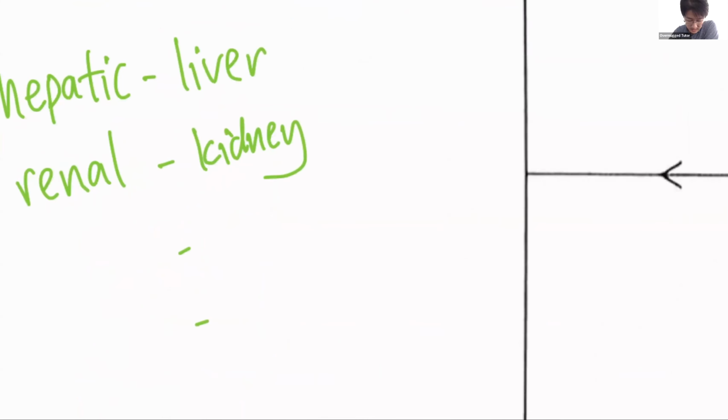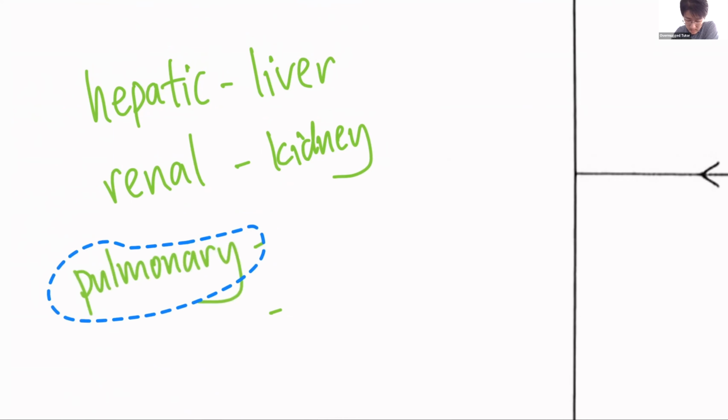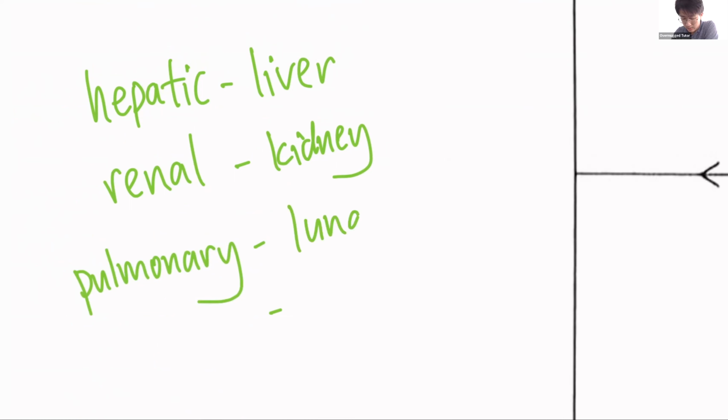Maybe I want to hear pulmonary. Pulmonary. Kanisha, tell me what organ? The lungs. Very good. And finally, I have one word over there that tells me heart again. Shenxin? Coronary.